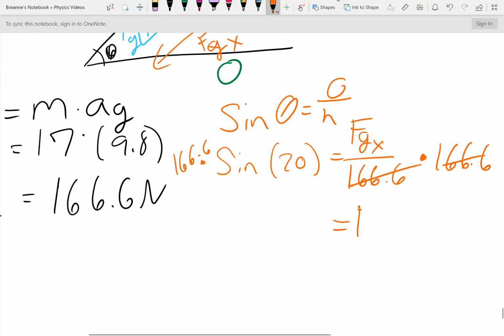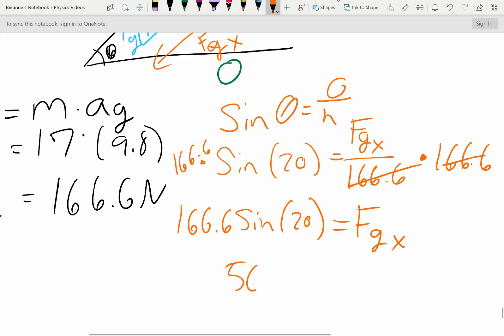So you end up getting your force of gravity in the x equaling 166.6 times sine of 20. And you just plug that in your calculator. So 166.6 times sine of 20. And you end up getting 56.98 newtons for your force of gravity in the x.